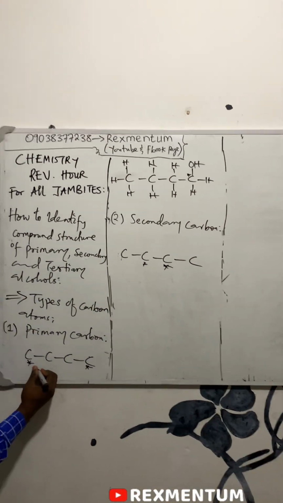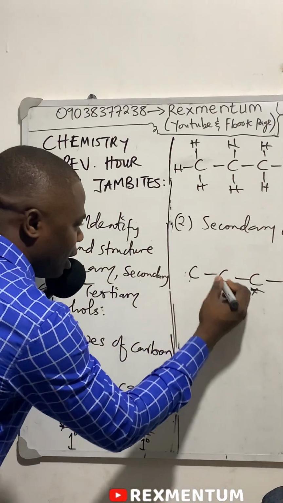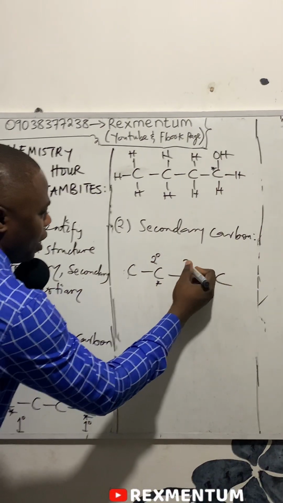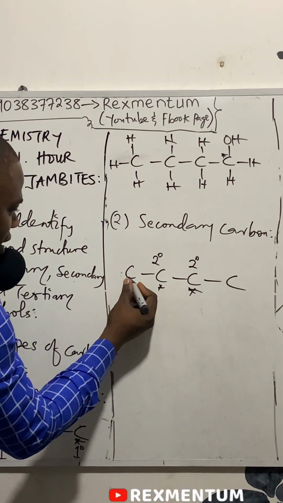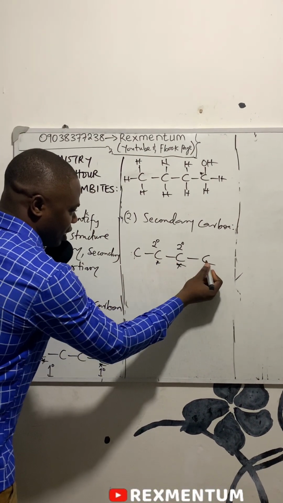Don't forget, primary carbon is designated as 1 degree. A secondary carbon now will be designated as 2 degree. Why are you secondary? Because this carbon is attached and this one is directly attached. 2 carbon attachments. Why are you secondary? You are attached and you are also attached.